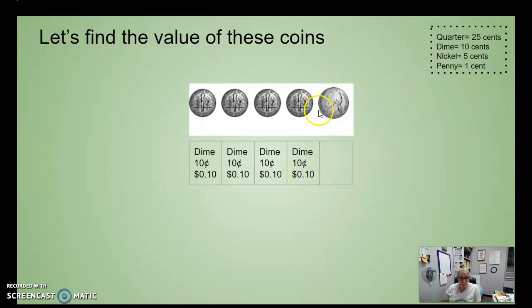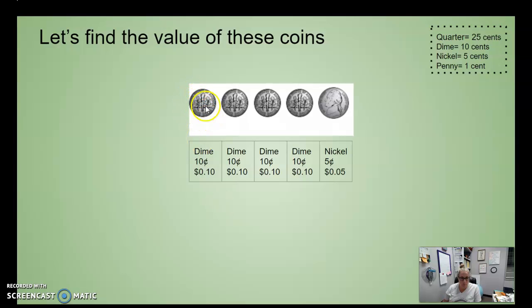What is this coin called? That's right, it is a nickel. So a nickel, remember, is worth 5 cents. So I wrote the 5 with the cent sign, and then I have my dollar sign 0.05. Now the next thing I'm going to do is draw my hairy money so that I'm able to count and decide how much this is actually worth.